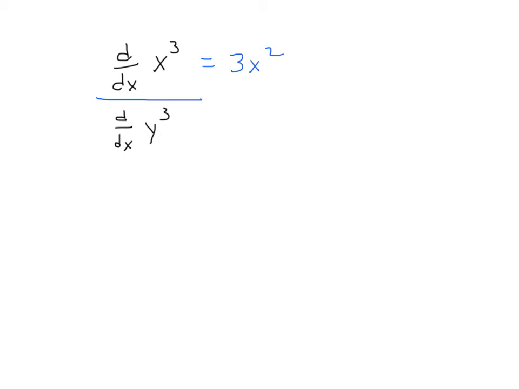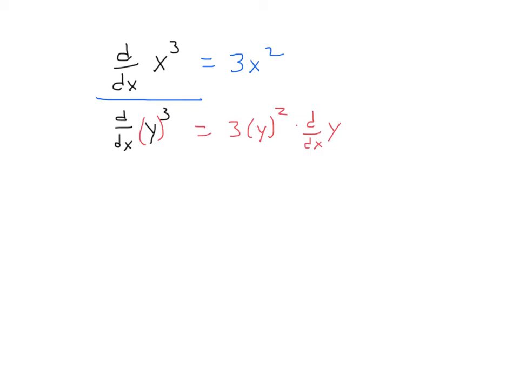Using the chain rule, I would treat the y as my inside function, and the cube as my outside function. So by the chain rule, the first thing I would say is my outside function is to the third power, and I know the derivative of something to the third power is just going to be 3 times that something, that inside function, to the second power. And then by the chain rule, I would multiply that times the derivative with respect to x of my inside function, which is y.